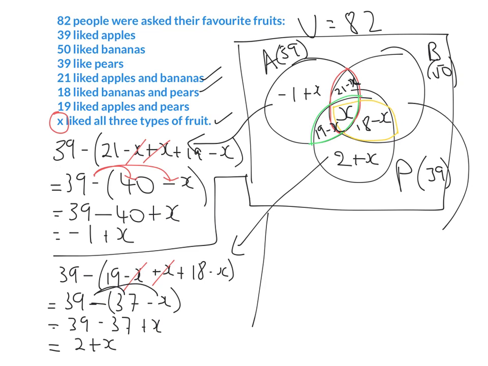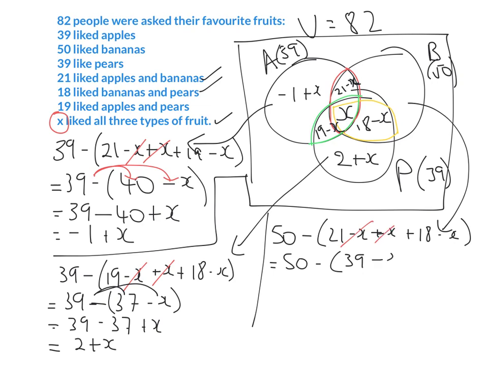And finally we need to do the same for the banana circle. So in this one it's going to be 50 minus 21 minus x plus 18 minus x. So tidying that up, 21 plus 18 gives you 39. The minus x and the x cancel again, minus x. The minus hits off everything inside the brackets, so that's going to be 50 minus 39 plus x. So that's going to give us 11 plus x. And we pop that up inside.